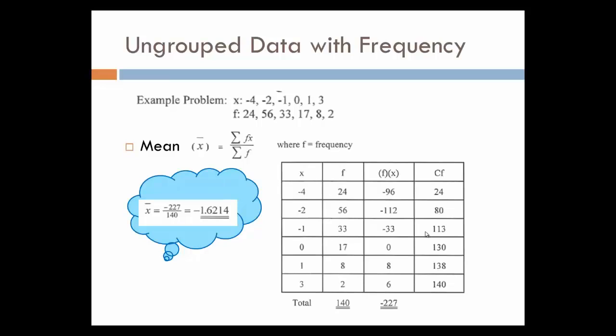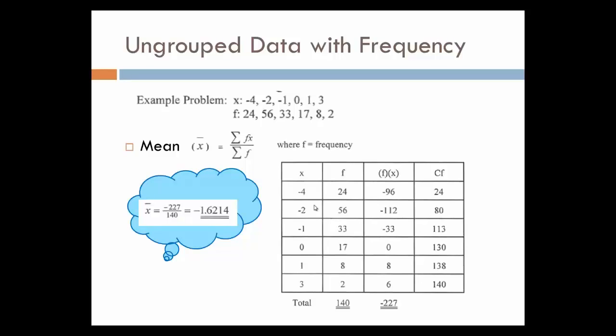Again, here now we go to ungrouped data that has frequency. You see, for example, here we have 24 persons who made -4. We have 56 persons who made -2. We have 33 persons who made -1, and 17 persons made 0, and 8 persons made 1, and 2 persons made 3. So if I'm told to find the mean, you can see now we change the formula. If you compare this formula to the first formula we saw, there was no F. So I bring in F into the formula. I need to create the third column, F times X.